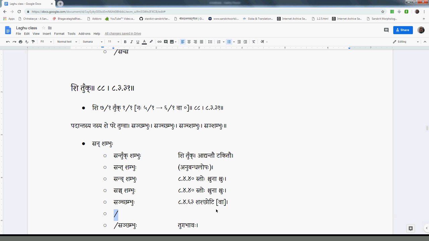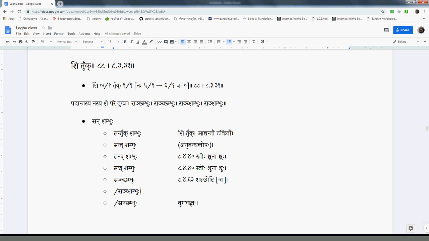so I'll just take a minute and finish this. By vibhasha, you'll get another form here as san shambhu, where you don't apply this shashchoti sutra. So you got san shambhu, and then without tugagama you got san shambhu and tugava plus shashchoti. So I'll say chattvam, and by chattvam, here chattvabhava. Here chattvam is applied, tuga is also applied. So here tugagama is there, but chattvam is not done. Here tugagama is not there and chattvam is done.